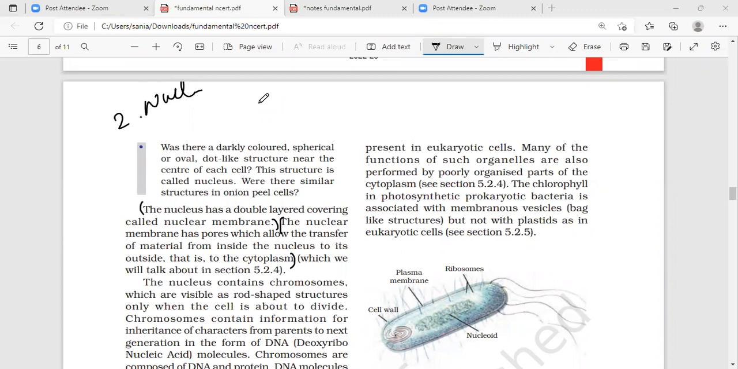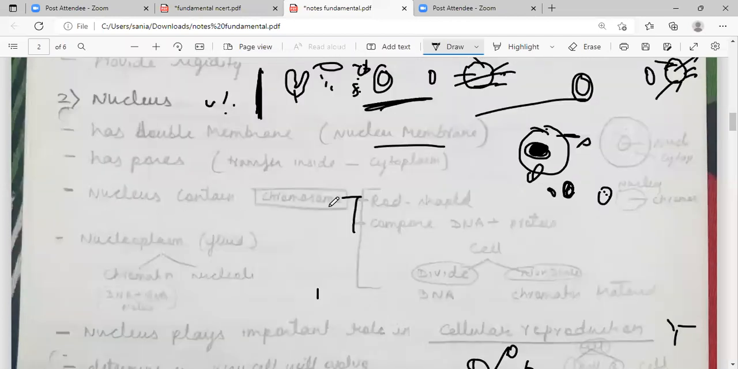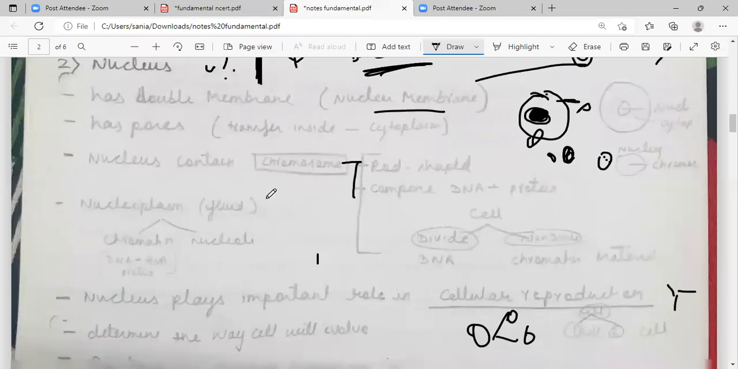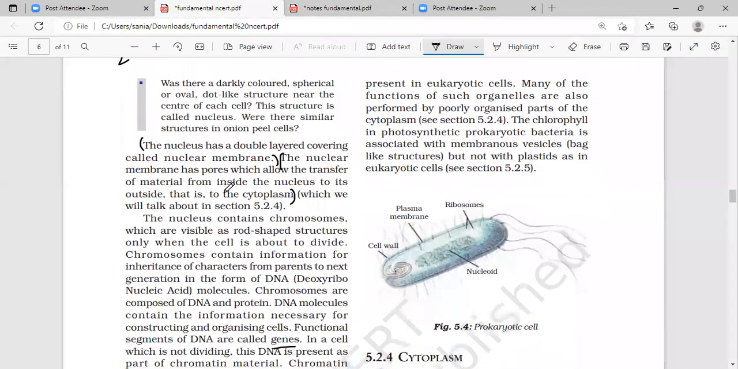Done, ma'am. Okay, now you will write this: the nucleus contains chromosomes. Just write down nucleus contains chromosomes.